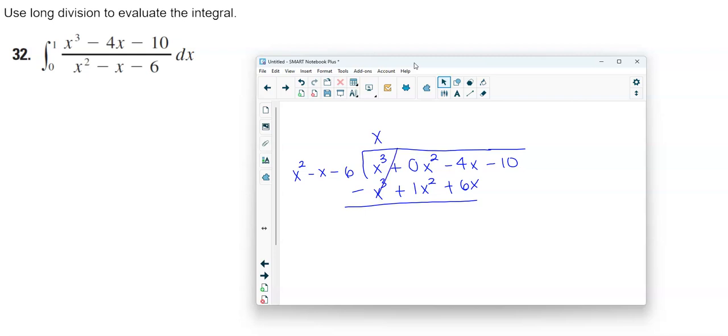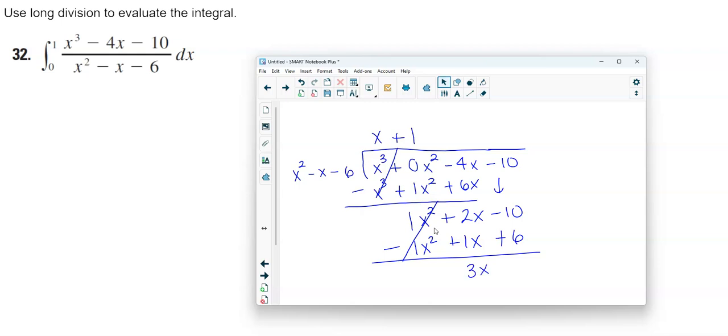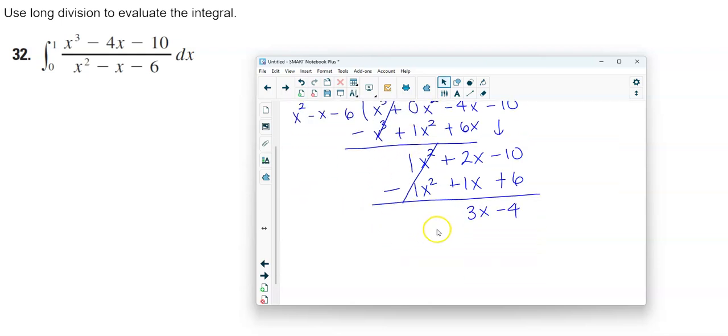So when we add, we get x squared, or 1x squared, plus 2x. And then we're going to bring down the minus 10. So what do we need to multiply by x squared to get x squared? Well, that answer is 1. So 1 times x squared is 1x squared. 1 times minus x is minus 1x. And 1 times minus 6 is minus 6. And then we're going to change our signs. So we end up getting 3x minus 4 as our remainder.